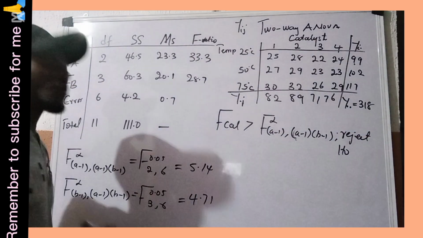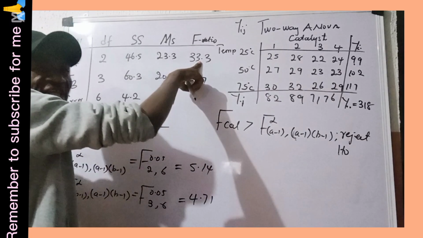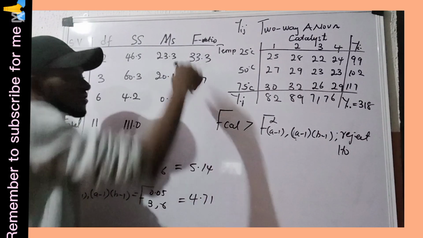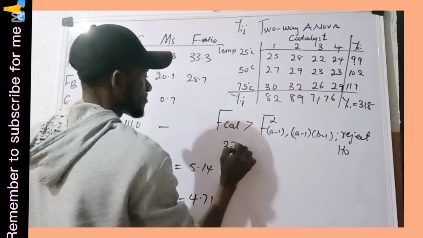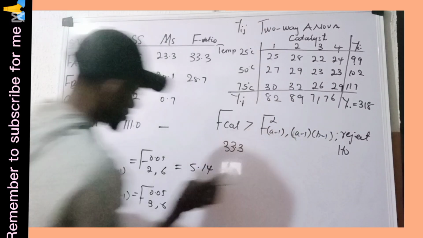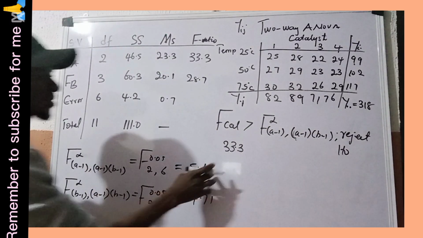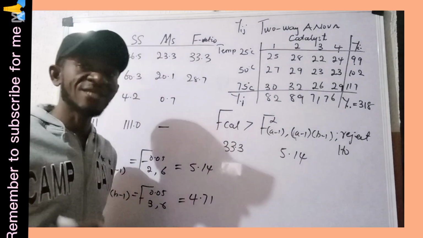So we ask ourselves, what is our F cal for factor A? Our F cal is this thing we are calling the F ratio here, which is 33.3. Then of course our F tabulated is what we got here, which is 5.14. So we have 5.14. We ask ourselves a question.